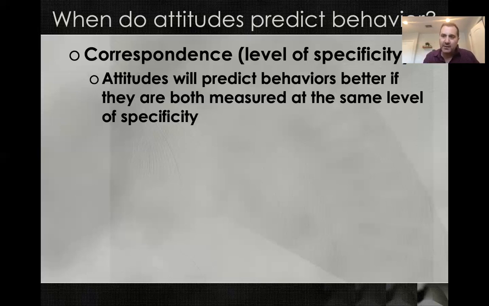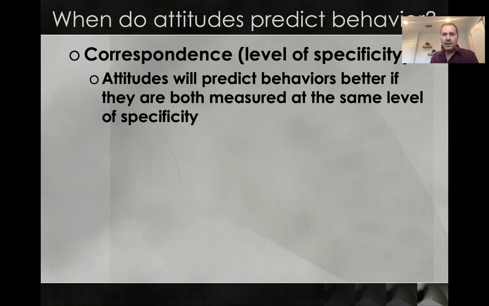And it's for this reason that that religion study I mentioned earlier also showed no relationship between attitudes and behaviors. Because what they had done is they had measured people's general attitudes in religion, but they measured a very specific behavior of whether they went to church on Sunday. Okay. If you want to be able to predict if people are going to go to church on Sunday, you don't measure their general attitudes towards religion. What you do is you measure their attitudes towards going to church on Sunday, right? So you've got to measure the attitude at that same level of specificity. If you don't, there won't be a relationship between attitudes and behaviors.